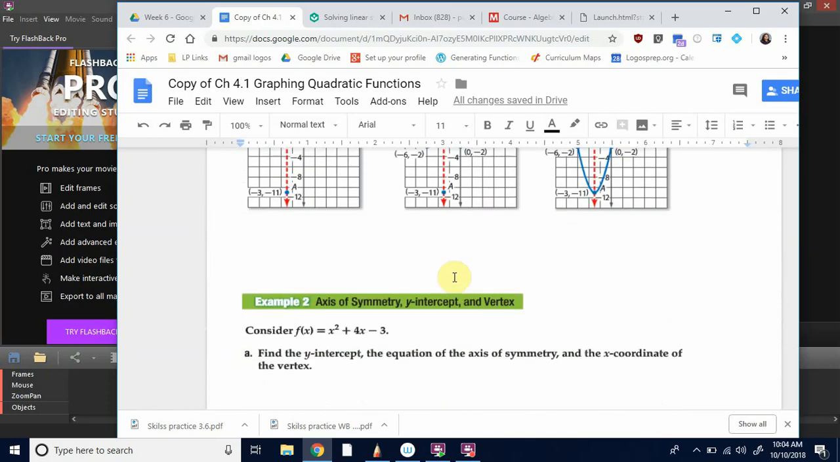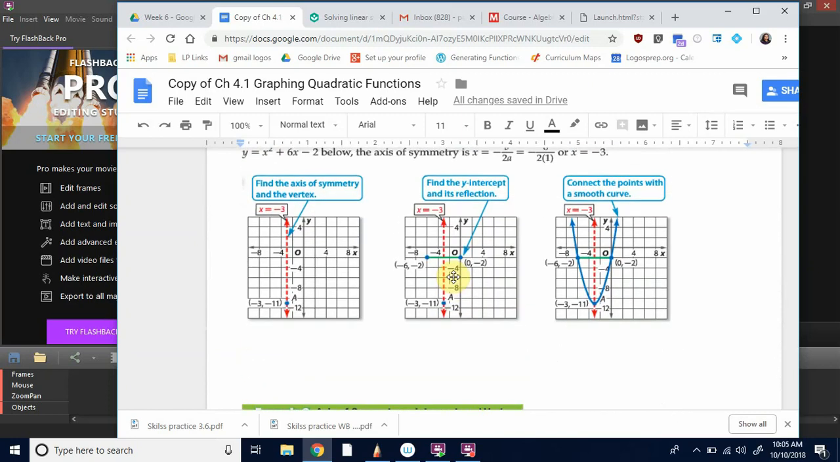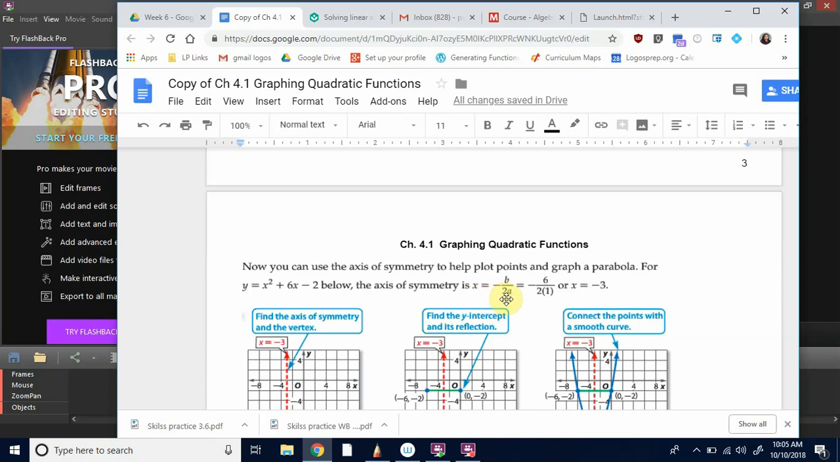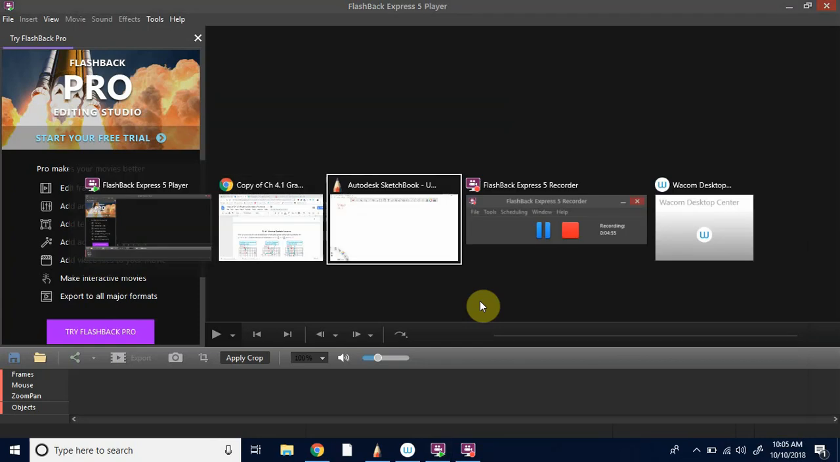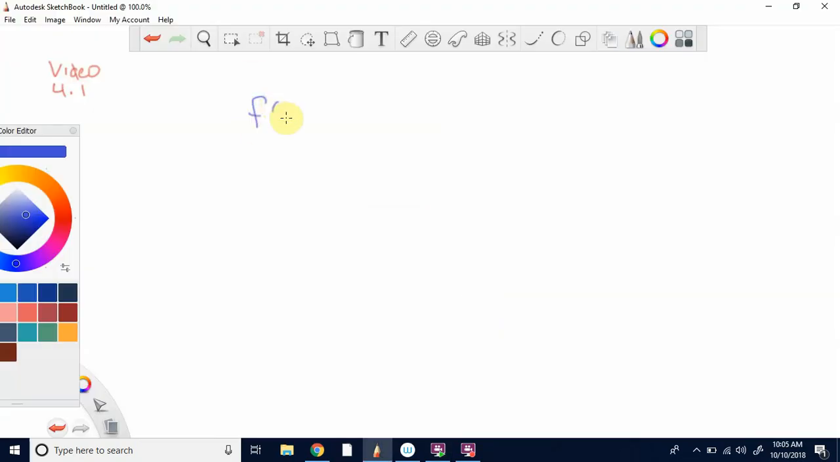So let's look at example 2. Now, there is a formula. It's right here. You need to write this down. The axis of symmetry formula is x equals negative b over 2a. So let's first look at the equation. We said f of x equals ax squared plus bx plus c. So you must identify what a, b, and c are.